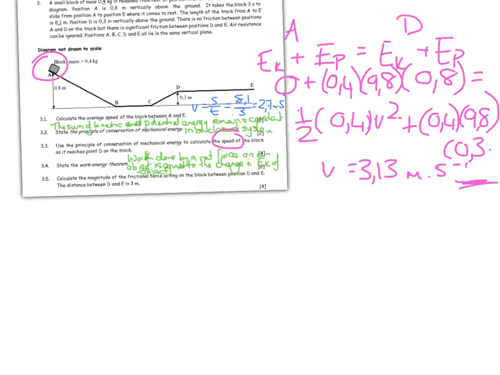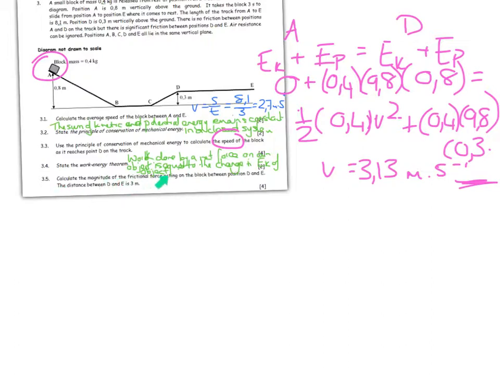State the work energy. Sorry, I didn't talk through state the principle of conservation of mechanical energy. You need to say that mechanical energy is kinetic plus potential energy, and it remains constant in a closed system. Stating the work energy theorem, the work done by a net force on an object is equal to the change in kinetic energy of that object.